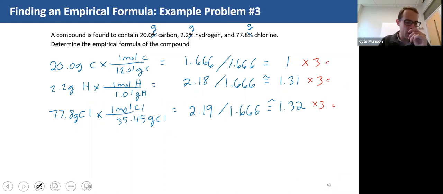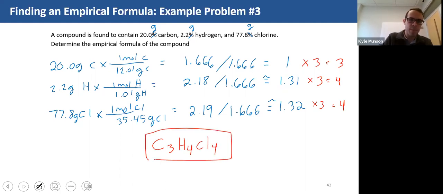Okay. And when we do that, what we get, this is equal to 3. This is equal to 4. And this is now equal to 4, roughly. These are whole numbers now. I'm just going to check that in my calculator just to make sure that that's the case. So 1.31 times 3. Yep. It's 1.93 is what I have here. So again, like I said, that's close enough to where we can round it up to 4. And same idea for the next one. So the empirical formula now is C3H4Cl4. This is the empirical formula.